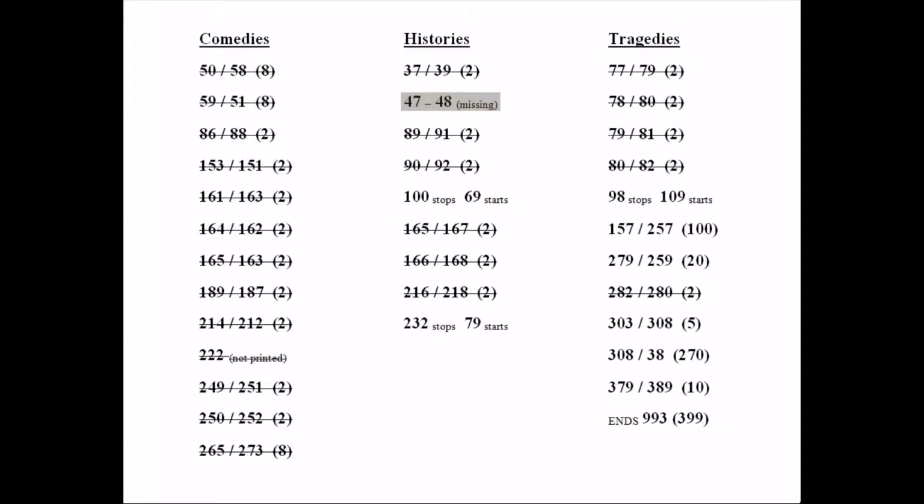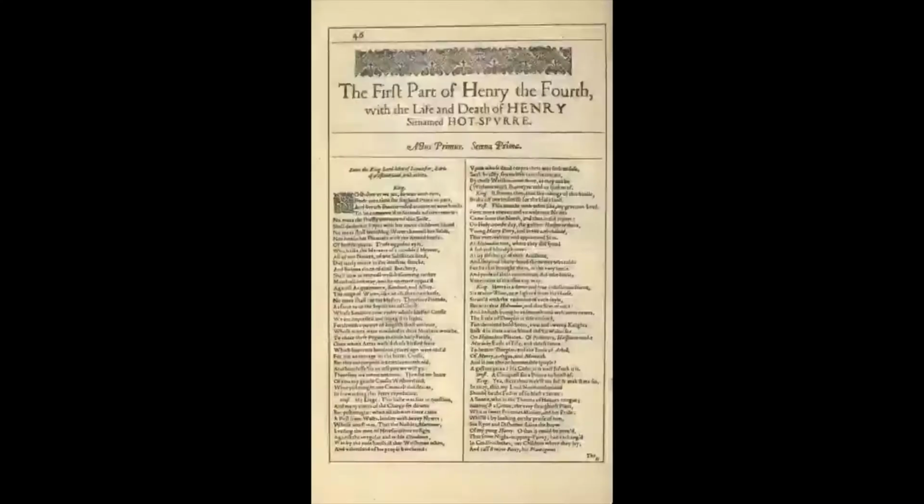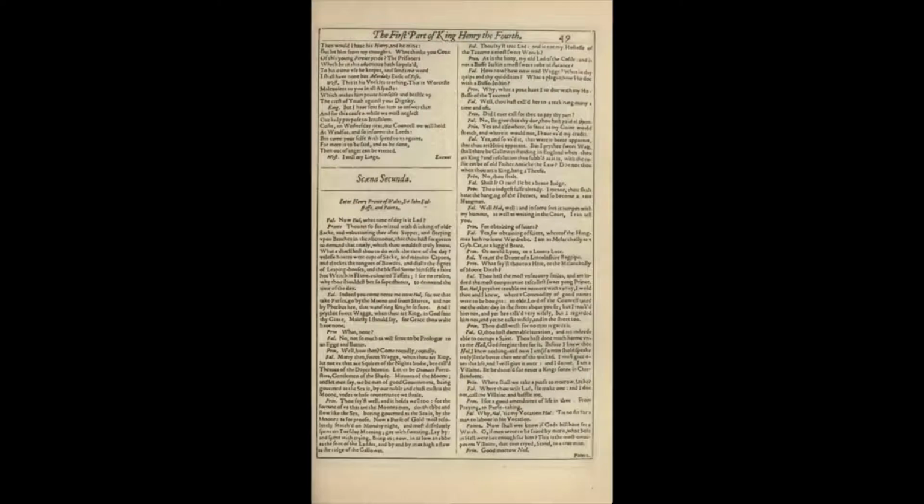Now into the histories. Pages 47 and 48 are missing. They're not misprinted, they're simply not there. Using Gematria, Vere, V-E-R-E, equals 47, and there's some acrostic information in the lines beginning on page 49, the page 47 is supposed to be on.